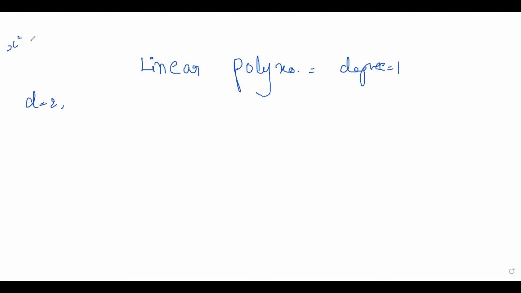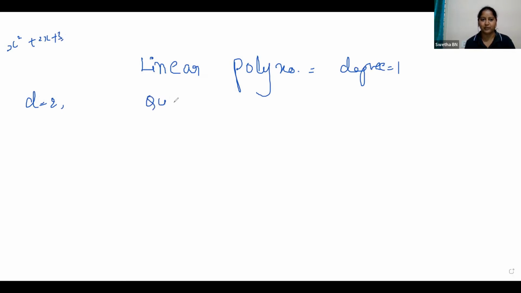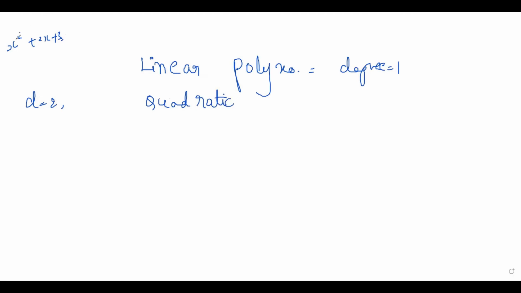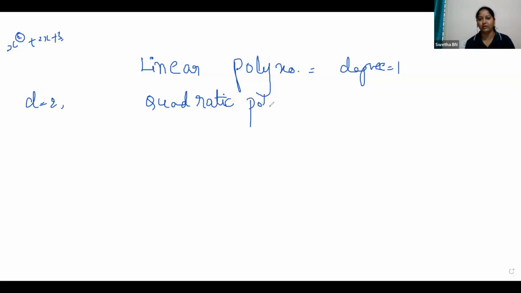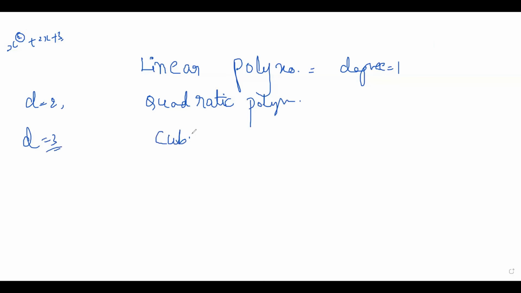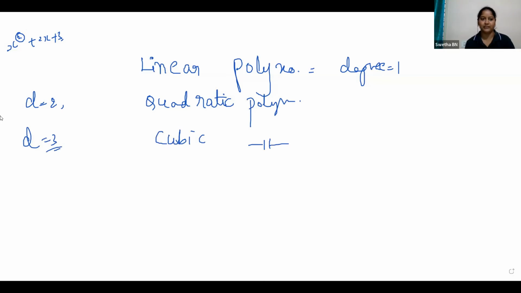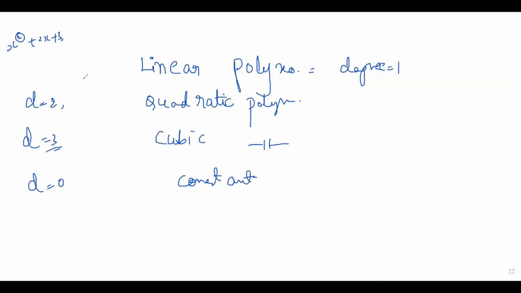I forgot. x square plus 2x plus 3. Okay, it's okay. Quadratic polynomial. You know quadratic equation right? So if the power is 2, then it is called quadratic equation or quadratic polynomial. If the degree is 3, what do we say for 3? Cubic polynomial. Okay. If the degree is 0, then it is called constant. Very good. So this is about the types of polynomials.